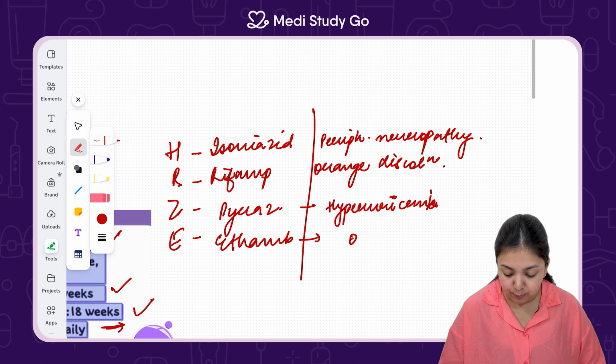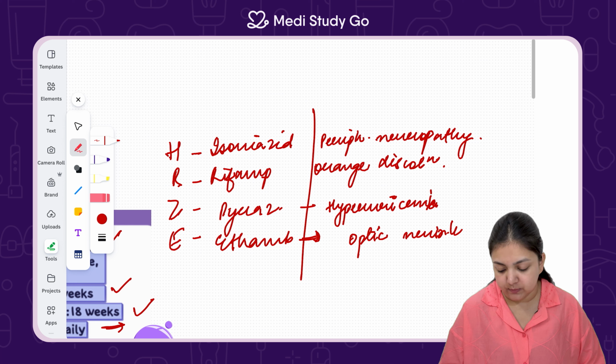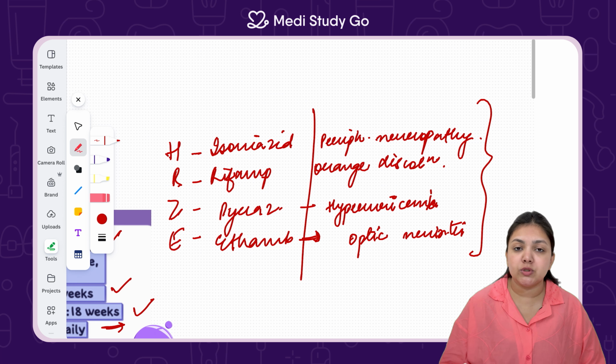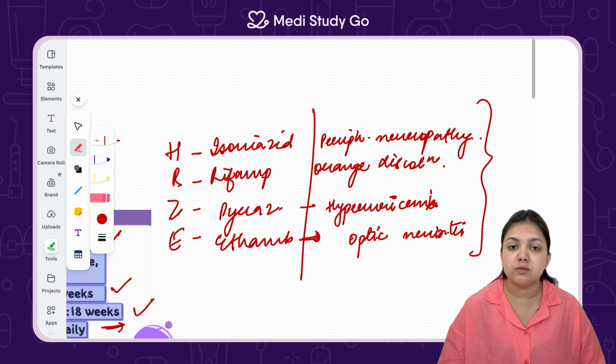And lastly, ethambutol can lead to optic neuritis. So these are the side effects which these drugs come along with. Therefore, the patient must be followed up after some time of the drug being started, so that these side effects can be controlled at the right time.